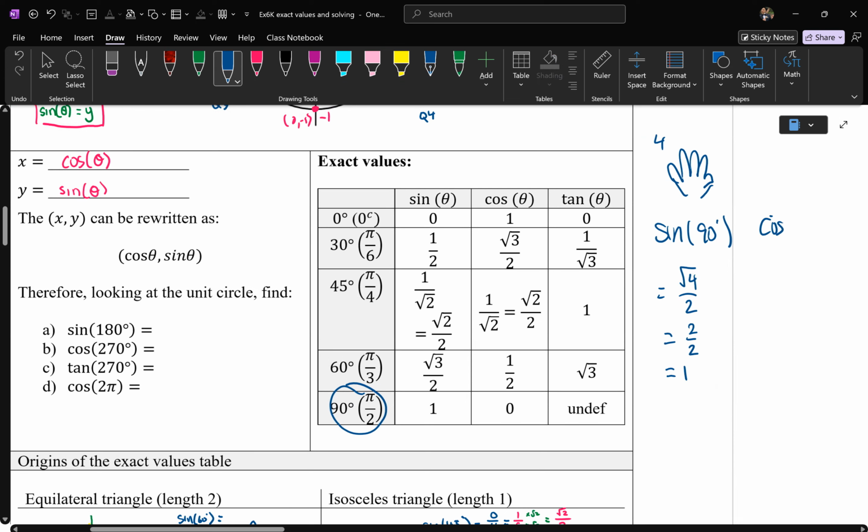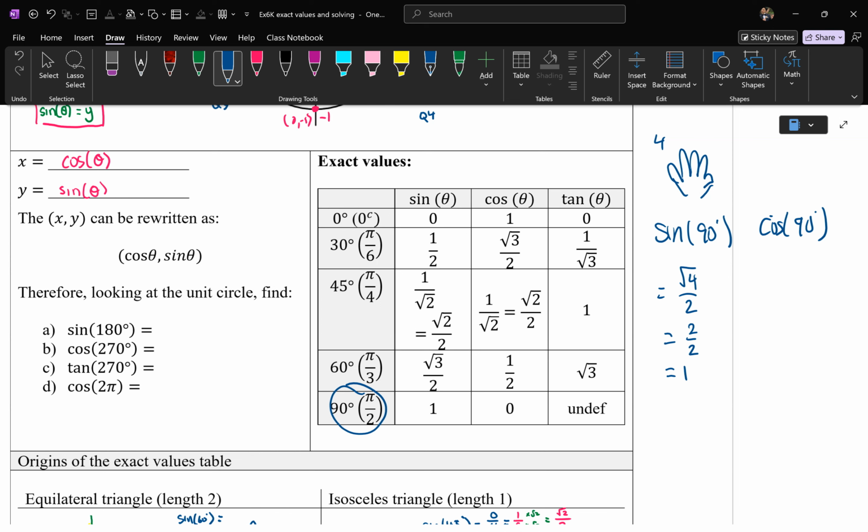And if you did cos of 90, what would cos of 90 be? How many fingers if I drop down the pinky? 0, because I have no fingers on the cos side. Yes, this only assumes that you have 5 fingers, by the way. It works if you have 5 fingers.